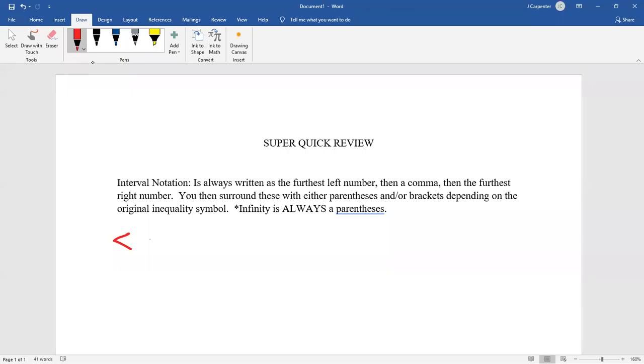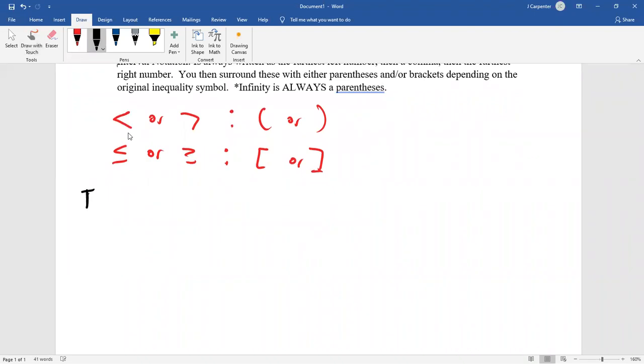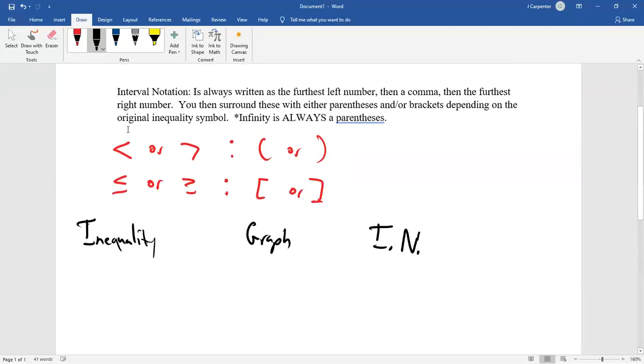When we see less thans or greater thans, that means we're going to use parentheses. When we see less than or equals, or greater than or equals, that means we're going to use one of the brackets, whichever one is relevant. So what I'm going to do is give you the inequality form, the graph form, and I'm just going to abbreviate IN for interval notation. So 3 different forms for a couple different answers.